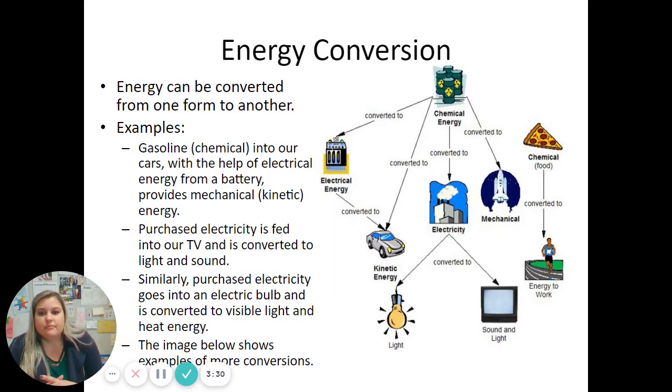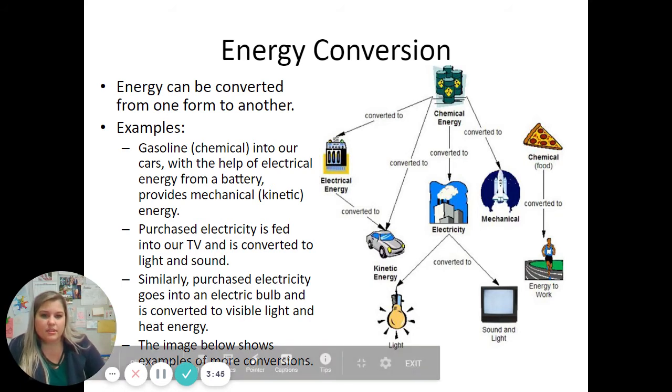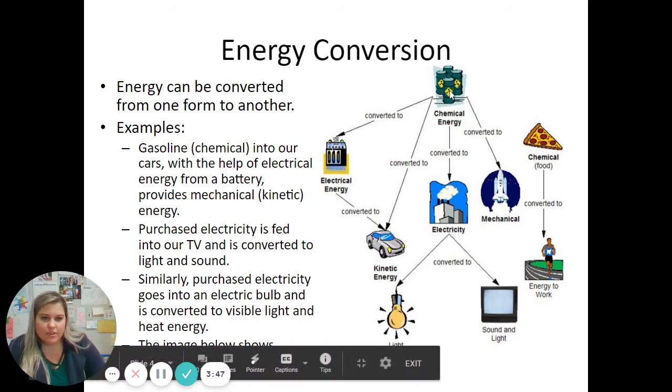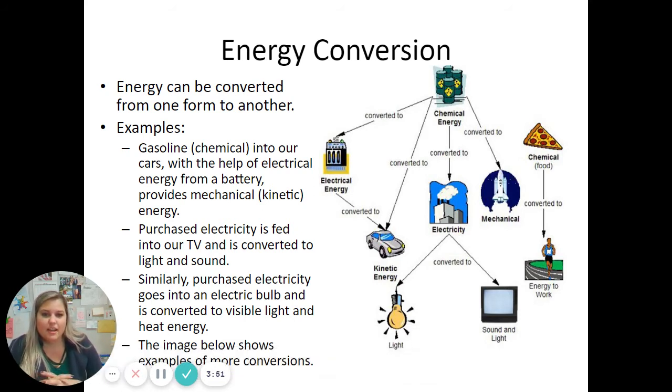All right. Energy conversions. This picture is sort of a web of all of the energy conversions. Not all possible ones, but just some general ones. You can see up here these barrels, and the little yellow sign is like toxic. It just means chemicals. We can convert that to electrical energy. It can be converted to mechanical energy.